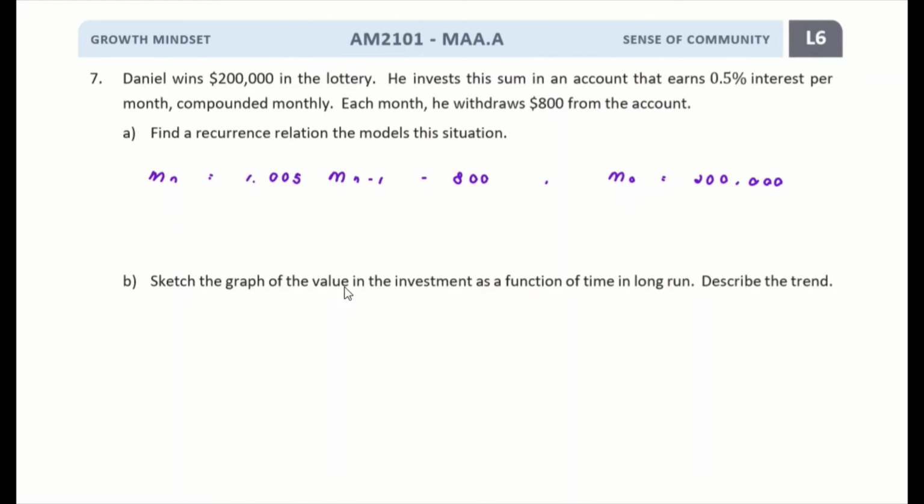Sketch the graph of the value of the investment as a function of time in the long run. Describe the trend. In this case, you have 1.005. So by looking at this, you know that it won't actually reach a steady state. That's very logical, because if this recurrence relation generated a steady state, then why would people put their money in the bank? If it reaches a certain steady state, what's the difference between keeping the money at home or in the bank?